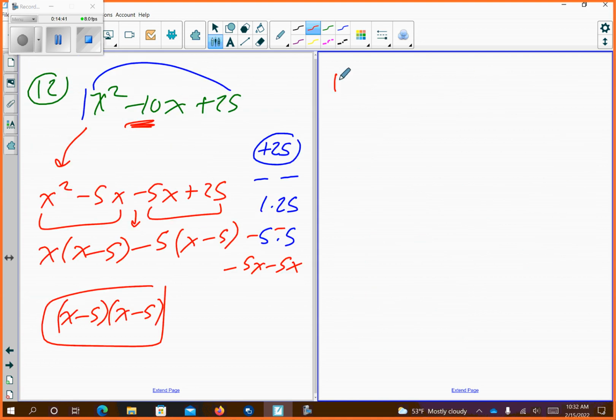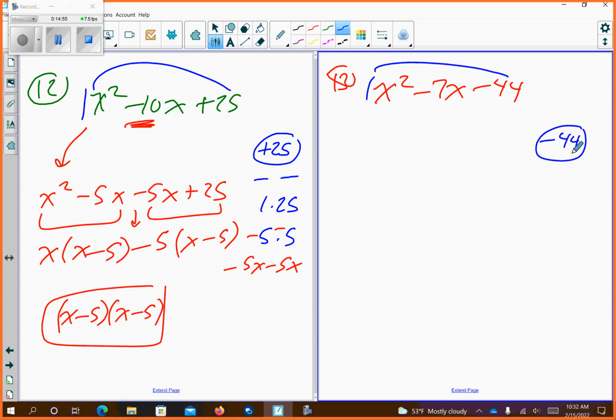All right, number 13. X squared minus 7x minus 44. Put a 1 out front. Negative 44. In order to get a negative number when multiplying two things together, plus minus, yes? So let's see. I know that 1 times 44 is 44. I know that 2 times 22 is 44. And I know that 4 times 11 is 44. Which of those, one being positive, one being negative, would add up to this negative 7?